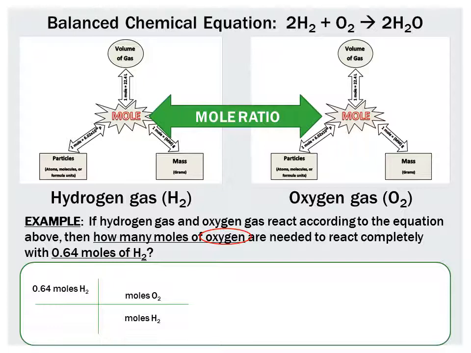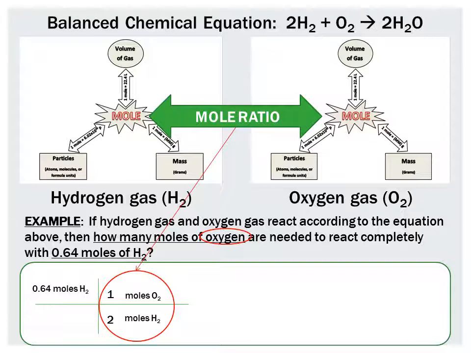Now I just need to fill in the numbers. Those numbers come directly from the equation. The coefficient for oxygen is 1, so I put a 1 right there. The coefficient for hydrogen is 2, so I put a 2 right there. Now I've converted from moles of hydrogen to moles of oxygen, which is what the problem asked me to do. This thing right here is my mole ratio. It's just another conversion factor between moles of certain compounds within the same reaction equation.